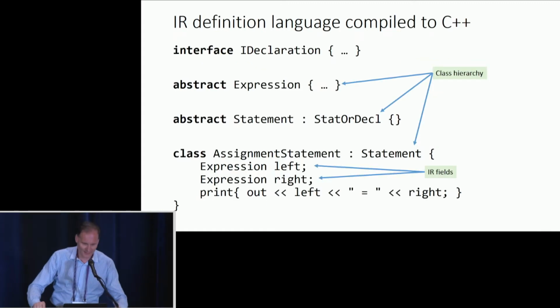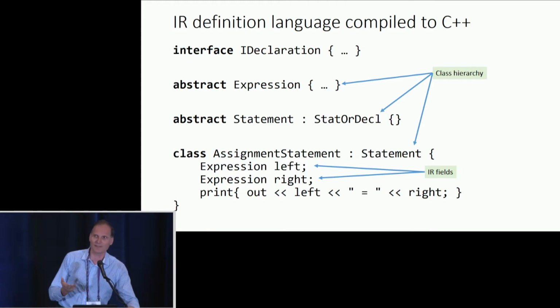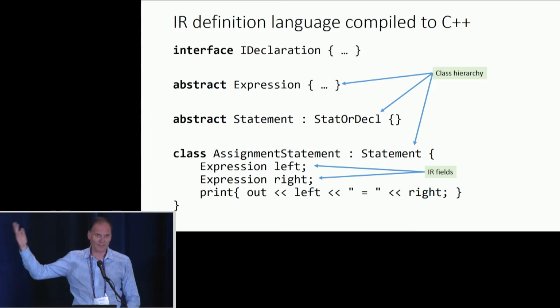Now, the IR is defined in its own little programming language, which is a very small subset of C++. You could say it's like Java. And this is an example. For example, the assignment statement at the bottom shows you how the assignment statement is represented. The assignment statement has two expressions, the left side of the equal sign and the right side of the equal sign. So they are just pointers to other IR nodes, expression left, expression right. So there's a whole class hierarchy, and every P4 construct has a representation in this IR.